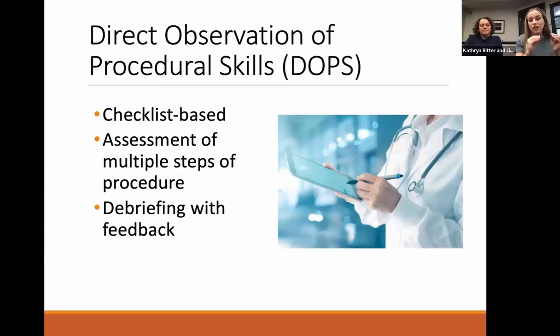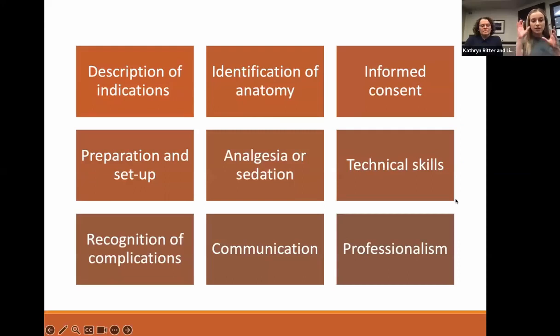One example of a tool you can use is something called the direct observation of procedural skills, which is essentially a checklist that you're going to go through and assess the trainee as they go through all the steps of their procedure. The most important part of this assessment tool is that you debrief with them afterwards and give them feedback. I know we talked about debriefing in the simulation talk, but debriefing is so important because that's really where the learning happens.